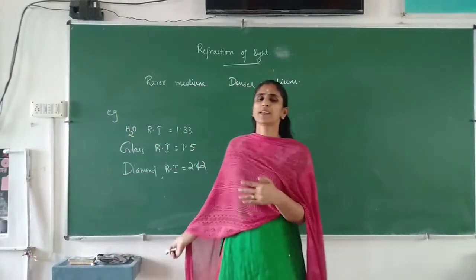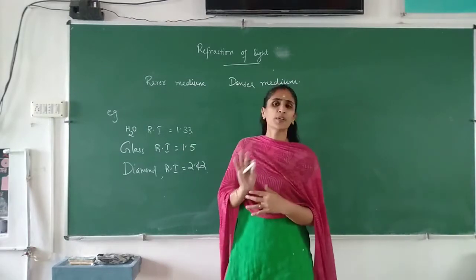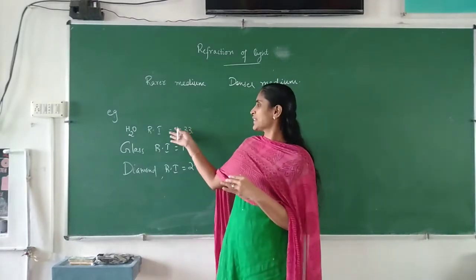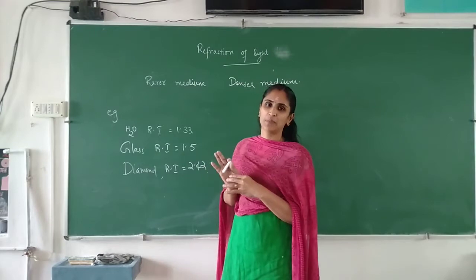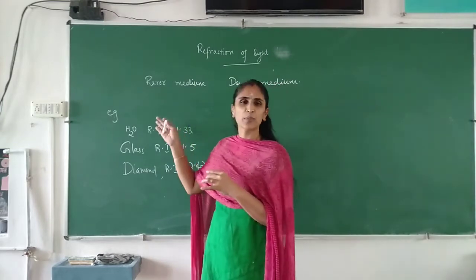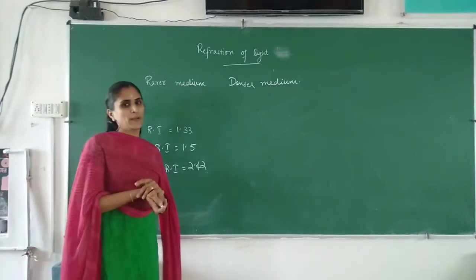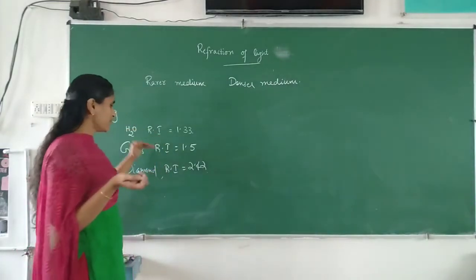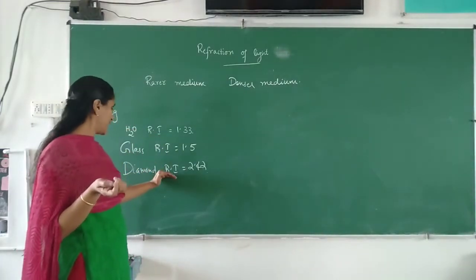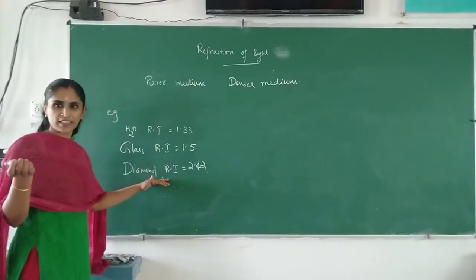In the textbook, one table is there. You can go through that table. No need to bypass the values. At least water and glass you can do. For air it is 1.00. We will consider it as 1. So from these three we can see that diamond has the highest refractive index.